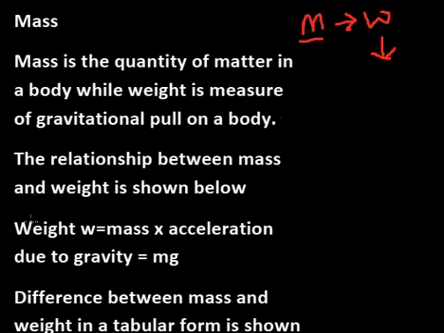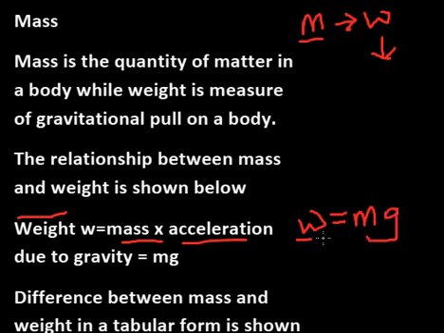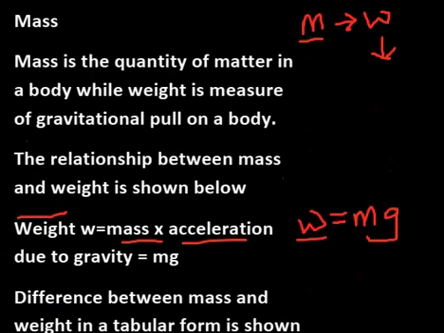To convert mass to weight, it is always given as mass times acceleration due to gravity. That is why weight, W, if you want to convert mass to weight, you just multiply by g. So weight is always mg. Are you okay? Now that is why there's a clear difference between the two. Let me mention the clear difference.